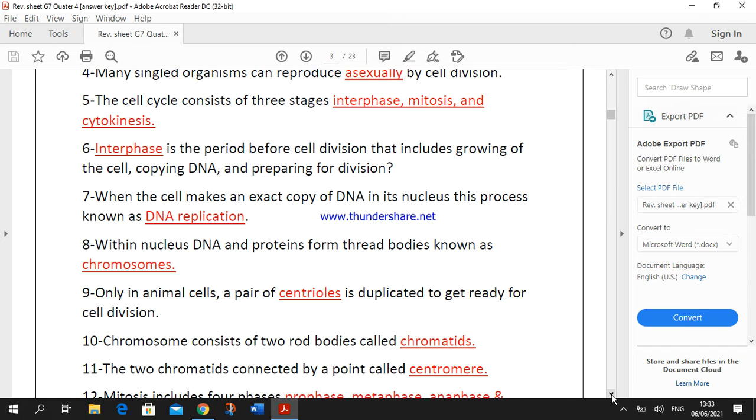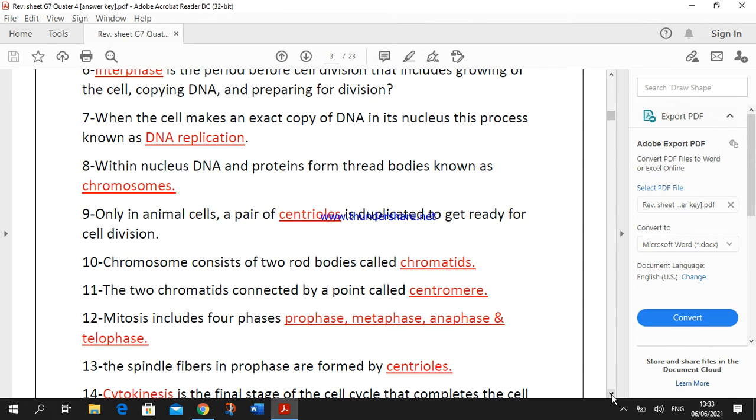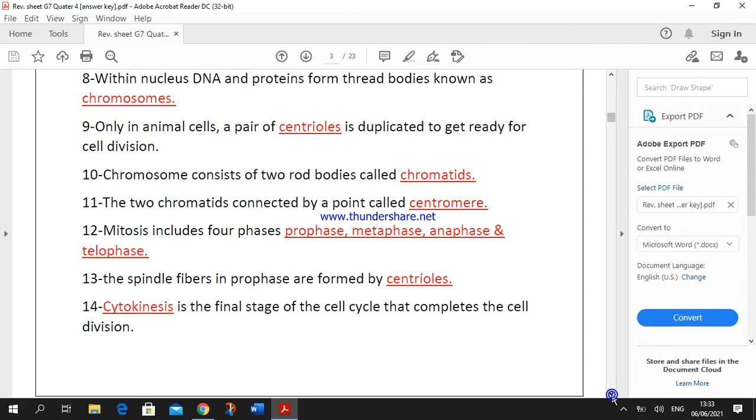9, only in animal cells a pair of centrioles, okay, is duplicated to get ready for cell division. This is a structure found in animal cells only, okay, and not found in plant cells. 10, a chromosome consists of 2 rod bodies called chromatids. The 2 chromatids are connected by a point called centromere. 12, mitosis includes 4 phases: prophase, metaphase, anaphase, and telophase. The spindle fibers in prophase are formed by centrioles in the case of animal cells.